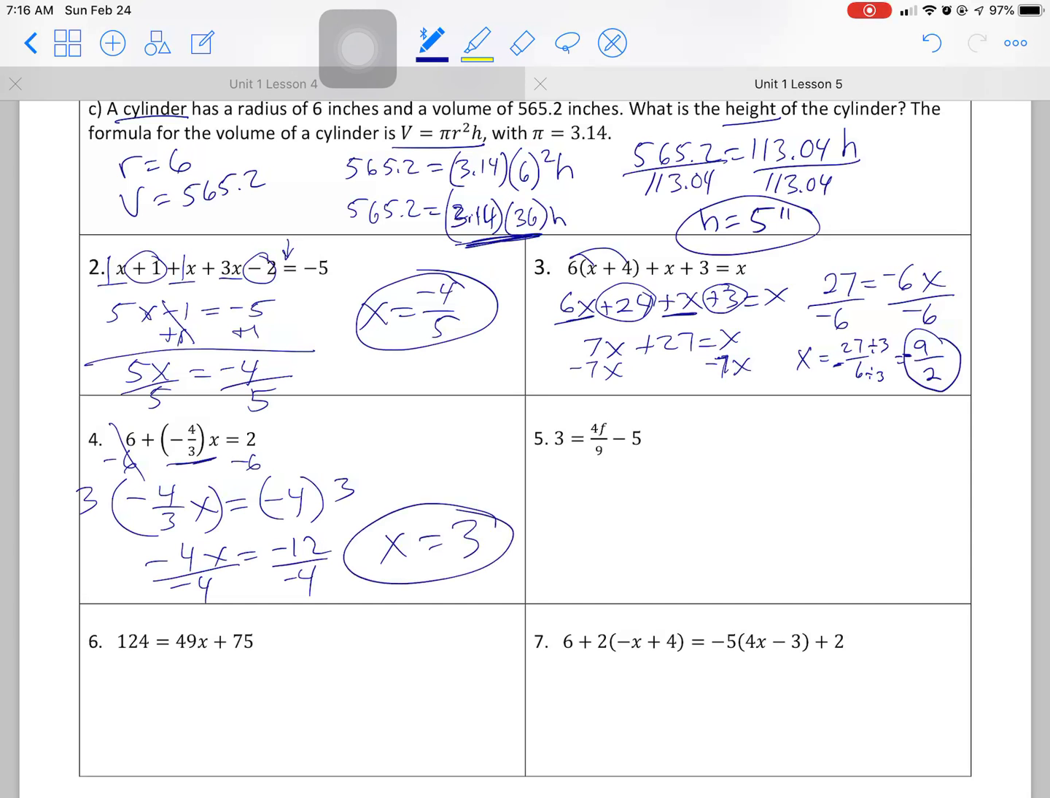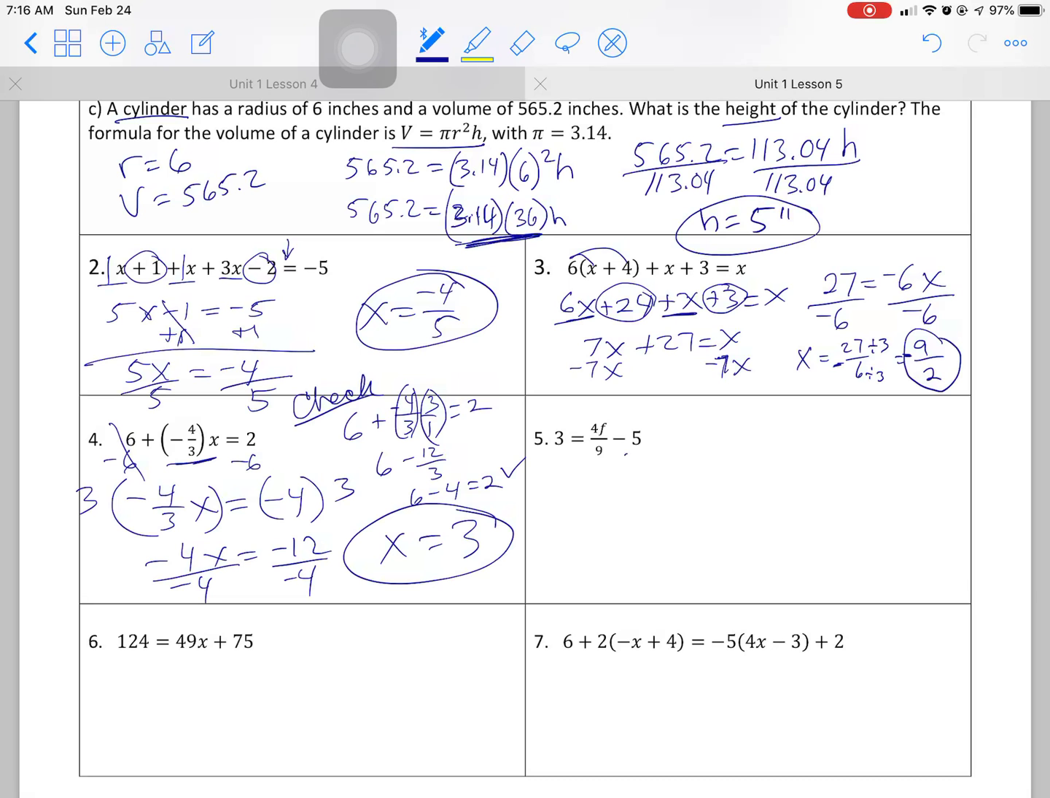The answer is 3. Let's just check that real quick. 6 plus negative 4 thirds times 3 equals 2. 6, let's see, that's going to be a negative 12 over 3, which is a negative 4, equals 2. Yeah, so that 3 is correct.